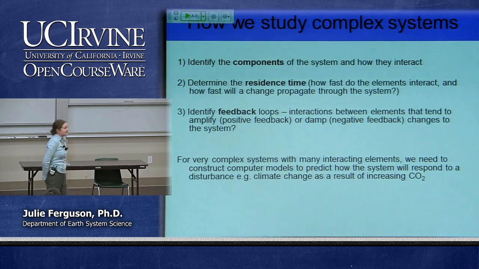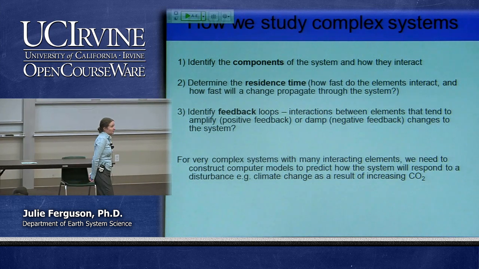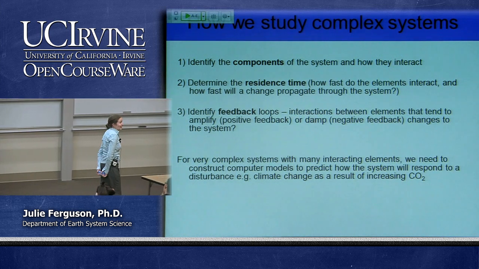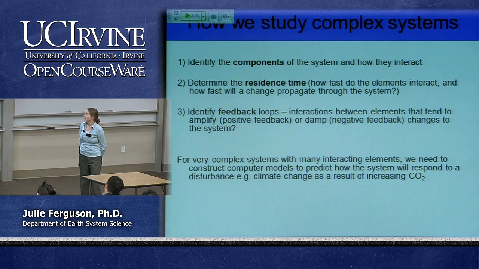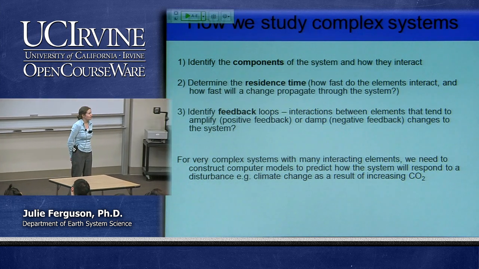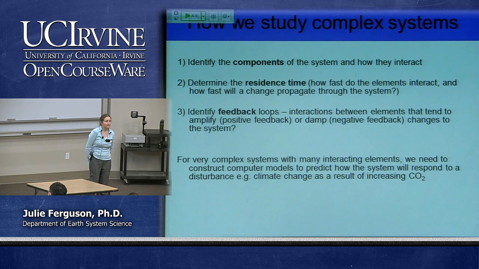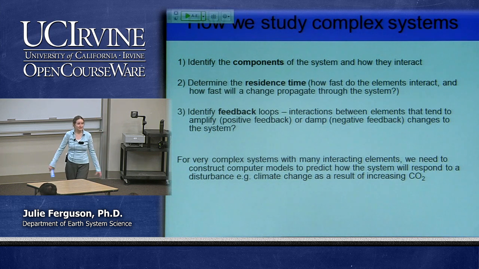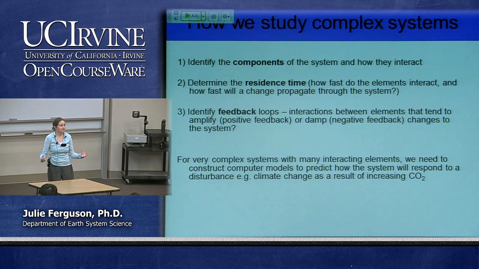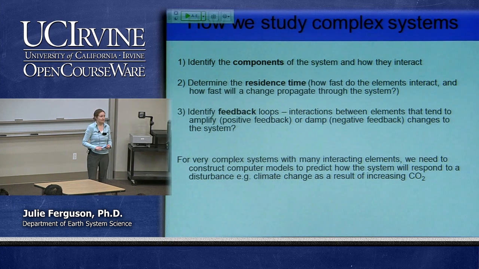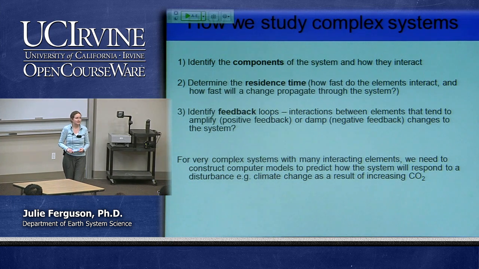Okay, so if we want to study the Earth, which is a really complicated system, there are a few things that we can do that will help us out. The first thing that we can do is identify the components of the system that we're interested in. And that can be pretty simple if we're just looking at a lake or something like that. Or it can be much more complicated, say if we're trying to study the climate system with a lot of interacting parts. The second thing is we can look at something we call the residence time.